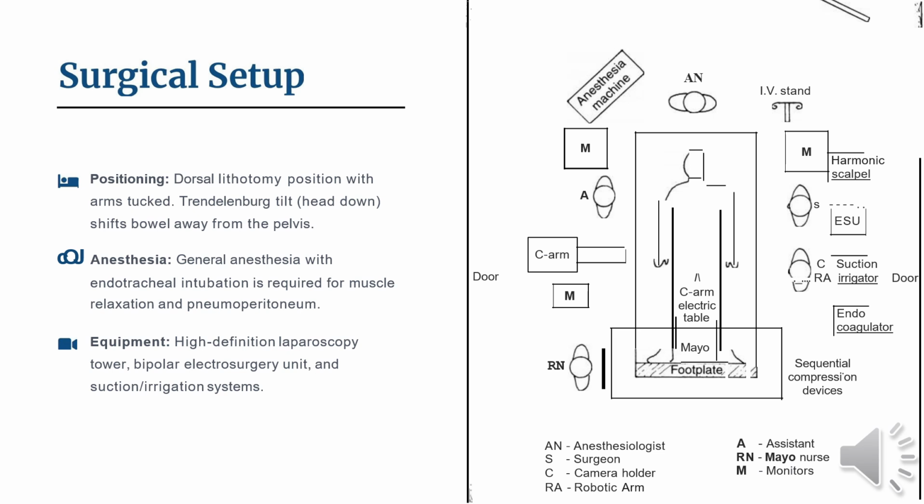For the procedure, the patient is positioned in the dorsal lithotomy position with a Trendelenburg tilt to move the bowel away from the pelvis. General anesthesia is required for muscle relaxation, and the surgical team uses high-definition laparoscopic equipment and an electrosurgery unit to ensure precision.